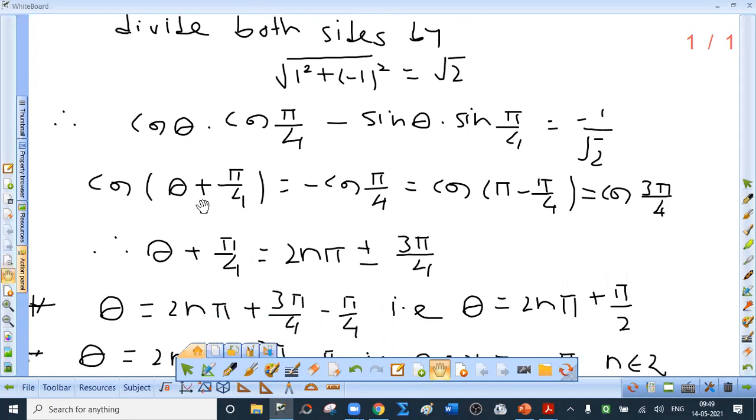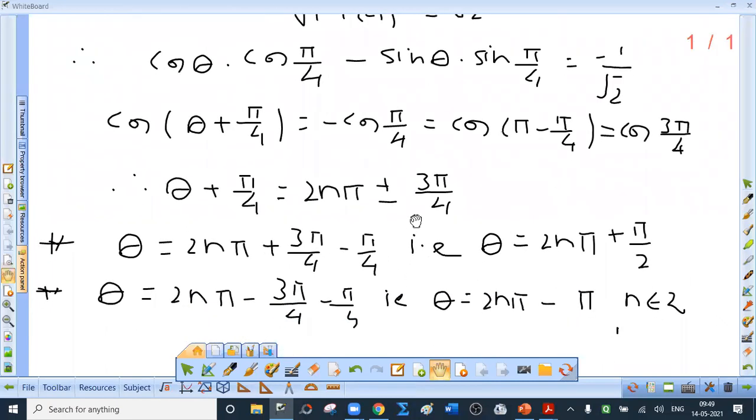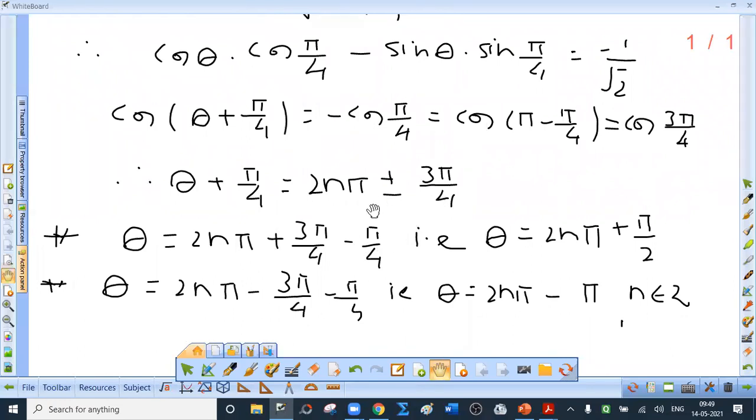So what is the general solution? Theta plus pi by 4 is 2n pi plus minus 3 pi by 4. First we consider positive sign. So theta is 2n pi plus 3 pi by 4 minus pi by 4 to get theta equal to 2n pi plus pi by 2. I should have written n belongs to capital Z. Now I consider negative sign. So theta is 2n pi minus 3 pi by 4 minus pi by 4. That is theta is 2n pi minus pi, n belongs to Z. So that's it for today.